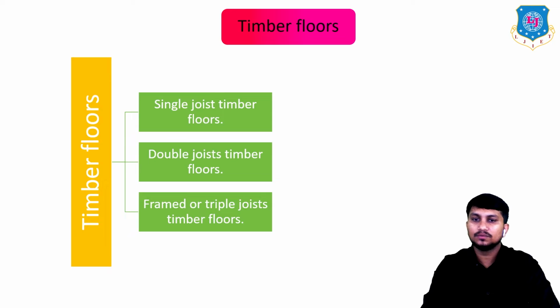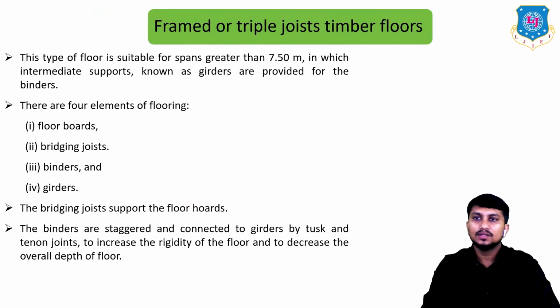Third type of timber floor is frame or triple joist timber floor. This type of floor is suitable for span greater than 7.5 meter, in which intermediate supports known as girders are provided for the binders. There are four elements of this type of flooring. First, floorboards, second, bridging joists, third, binders, and fourth, girders. The bridging joists support the floorboards.